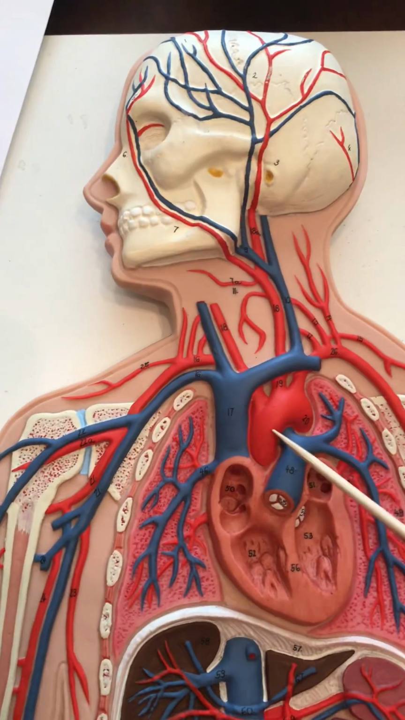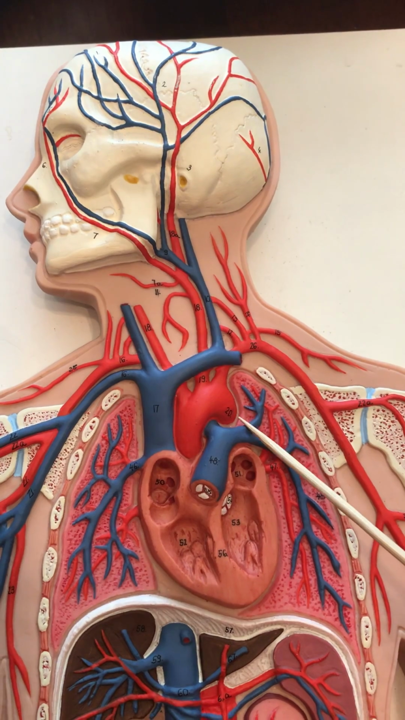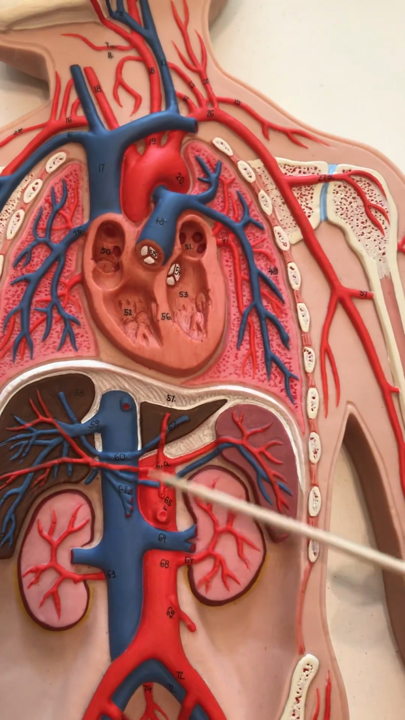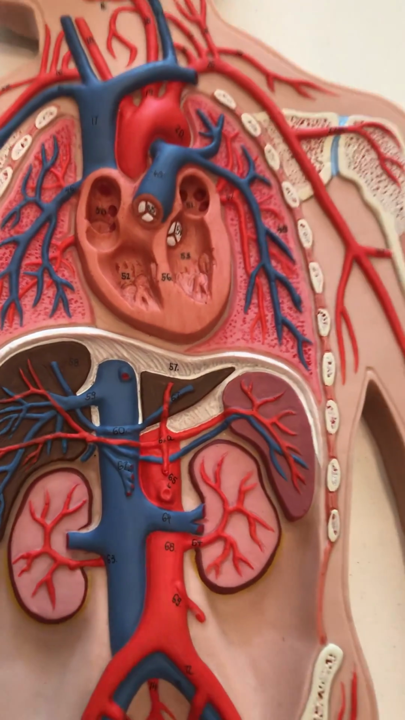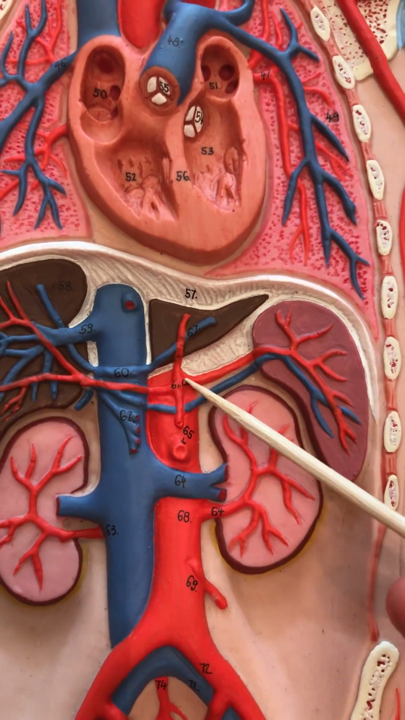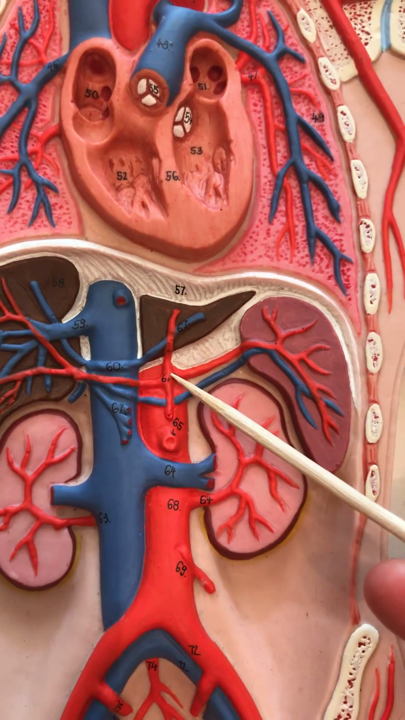So as you see, the aorta has the arch, and then it goes down. It goes behind the heart, behind the liver, and here it reappears. So the first branch off the abdominal aorta is this area here. That is the celiac trunk. The celiac trunk has three main arteries.